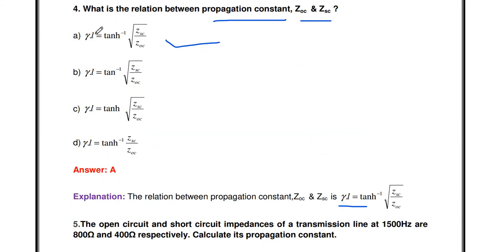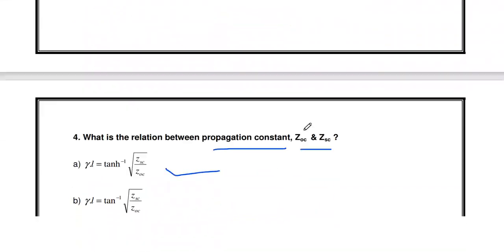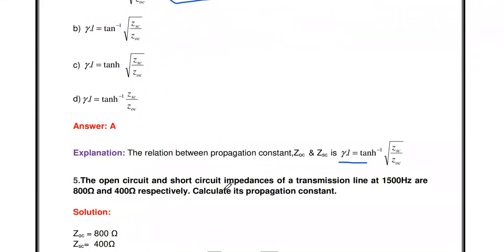The propagation constant eta into L is equal to tanh inverse of square root of ZSC divided by ZOC. If the length, the distance, is unity, then eta equals this. And this is the relation between the propagation constant and these parameters. So using this, you may get a 2 mark problem also. If ZOC and ZSC values are given in that problem, we may calculate the propagation constant or the characteristic impedance. So that is a very important 2 mark problem. Okay, so we'll discuss in the next question.